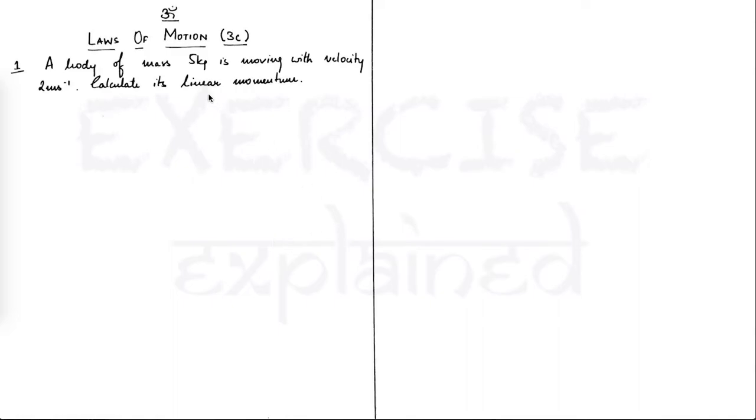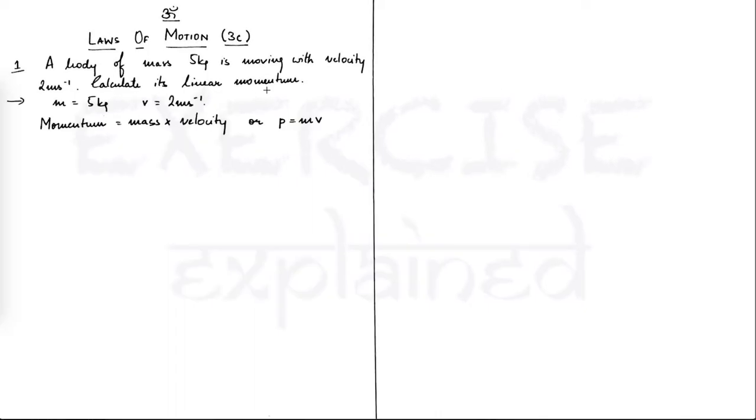A body of mass 5 kg is moving with a velocity of 2 meter per second. Calculate its linear momentum. Now, the formula which we know for momentum is P is equal to m into v, or momentum is equal to mass into velocity. Mass is straight away given in SI unit, that is 5 kg, and velocity is given in SI unit, that is 2 meter per second.